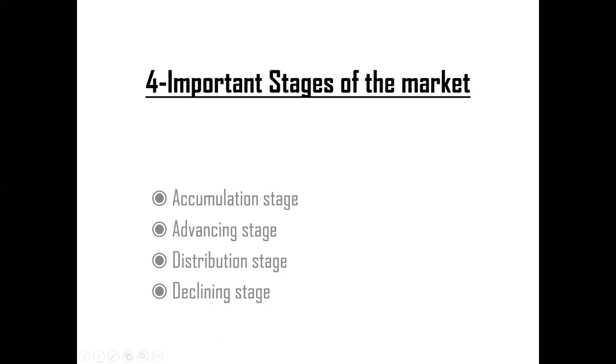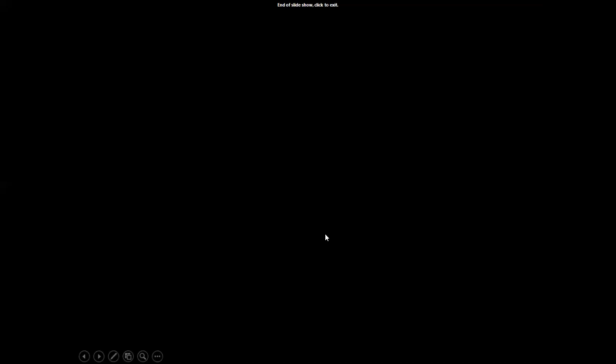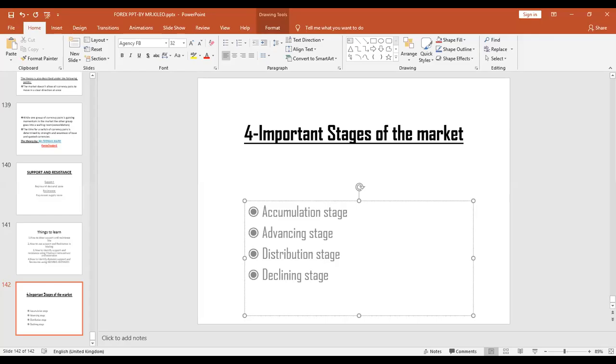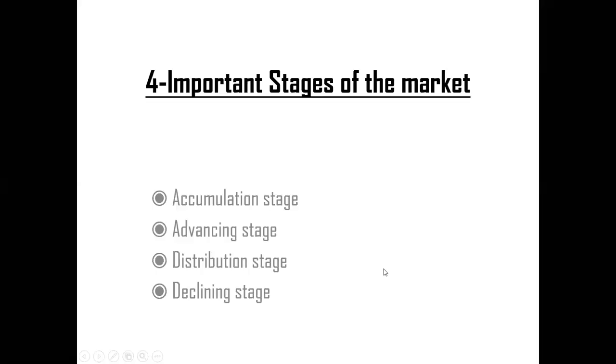We have another stage we call the distribution stage. The distribution stage is the stage that occurs after the market has completed the advancing stage, or after the market has completed an uptrend. After the uptrend is over, the market will move into the distribution stage. Other people may call it consolidation, or you may call it a ranging market. So the distribution stage is the same as the accumulation stage, but the opposite of each other. Why? Because the accumulation stage occurs somewhere at the demand zone, while the distribution stage occurs somewhere at the supply zone. That's why it's called the distribution stage.